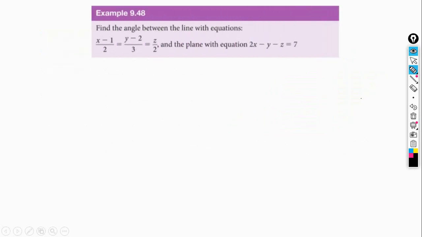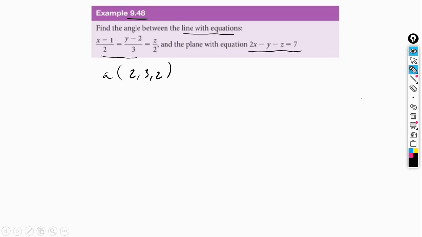So next we have example 9.48, and it says find the angle between the line with equations (x minus 1) over 2 equals (y minus 2) over 3, which equals z over 2, and the plane with equation 2x minus y minus z equals 7. So here we need the direction of the line, and this is given by a equals (2, 3, 2). Remember that the direction vector in the case of parametric equations of the line is going to be the denominators.